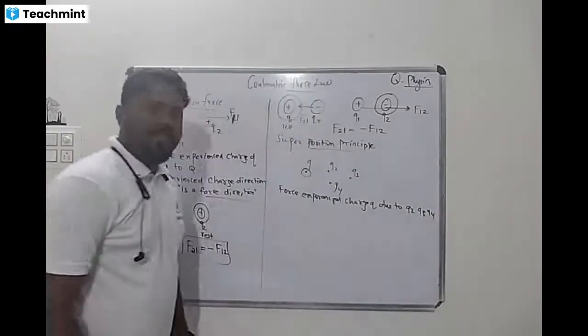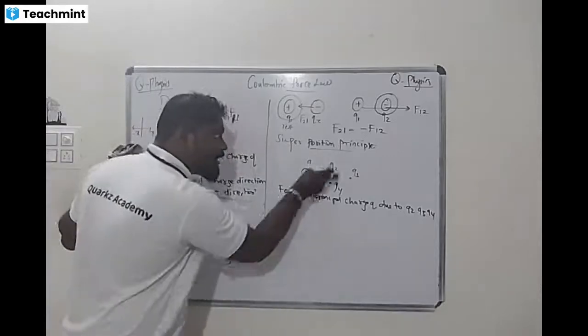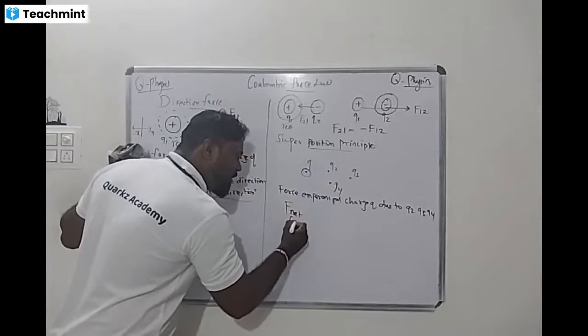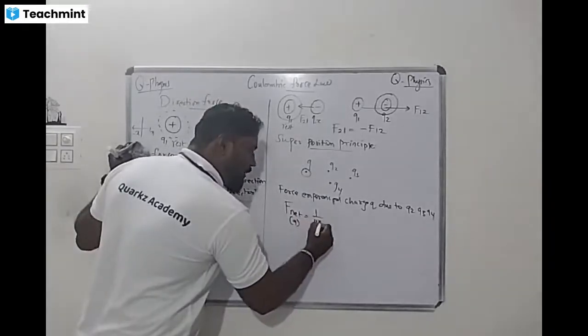Is it clear? So how can we calculate? So we have to add the summing over also. For that I use the superposition principle. What is the net force on the charge Q? How to calculate it: that is nothing but 1 by 4 pi epsilon naught.